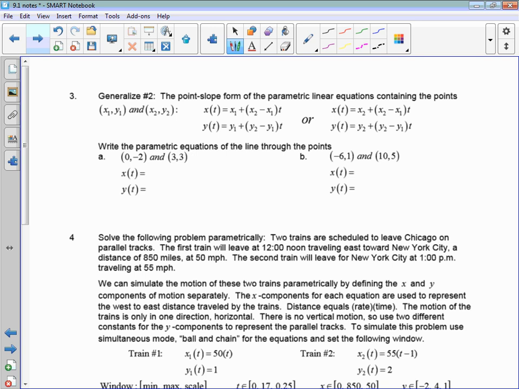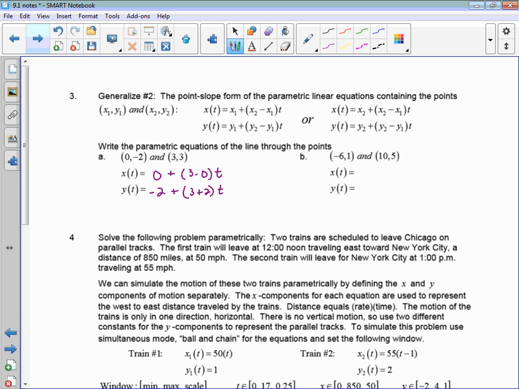So do you want to use the 0, -2 or the 3, 3? 0, -2, okay. So that means x of t is going to start by equaling 0 plus something, and y of t is going to start off equaling -2 plus something. Right? Easy? Okay. So then the coefficient for t in our x equation, we just have to do x2 minus x1, so that'd be 3 minus 0 times t. And for the y's, y2 minus y1, so 3 plus 2 t.